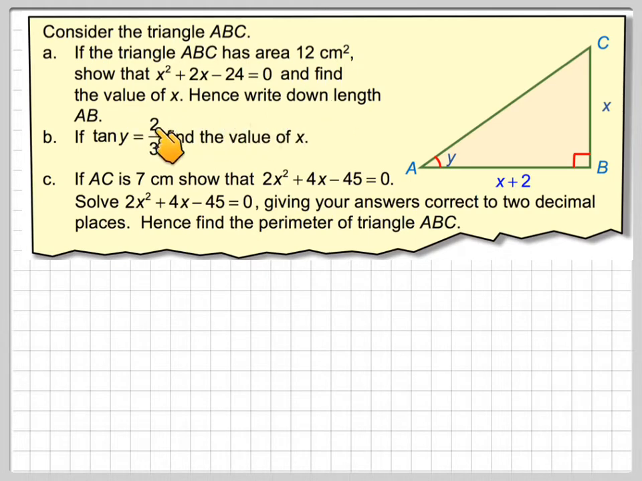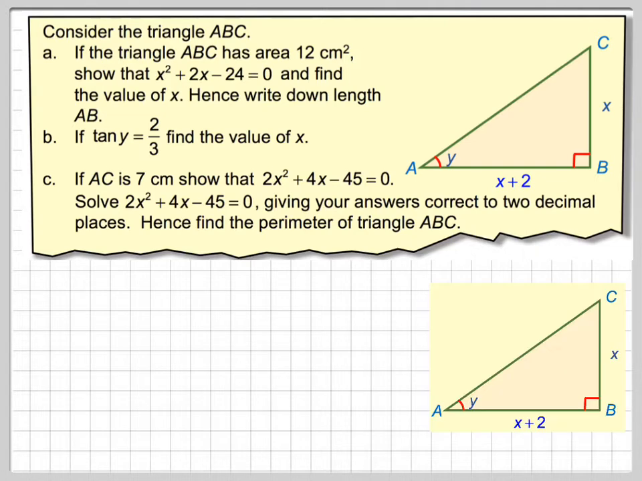Hence write down the length of AB. If tan y is 2/3, find the value of x. If AC is 7, show that 2x squared plus 4x minus 45 is equal to 0. Solve 2x squared plus 4x minus 45 is equal to 0, giving your answers correct to 2 decimal places. Hence find the perimeter of the triangle ABC.